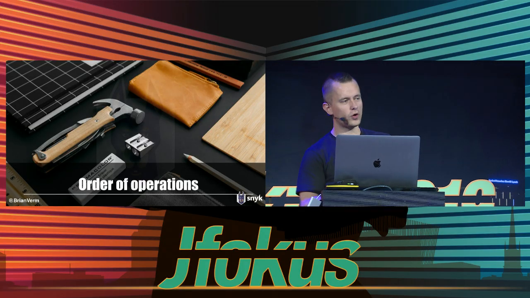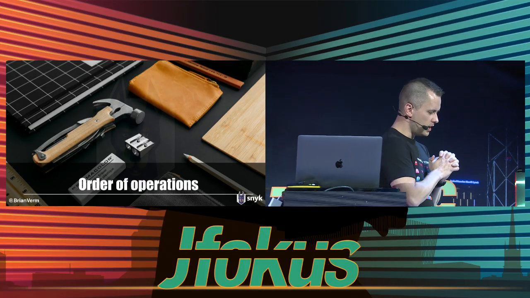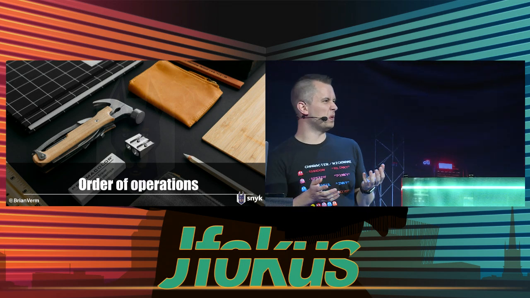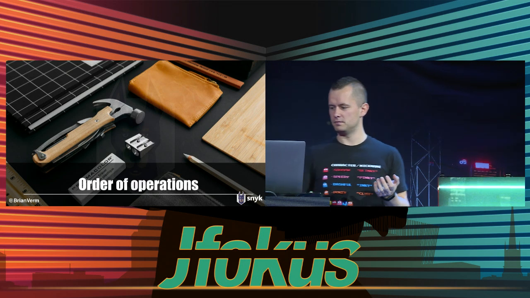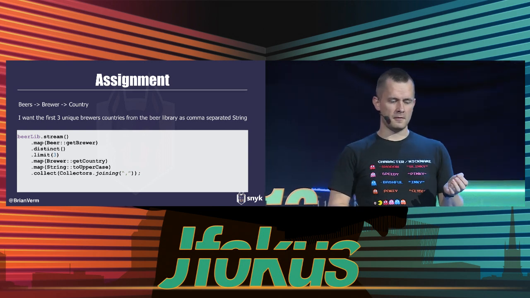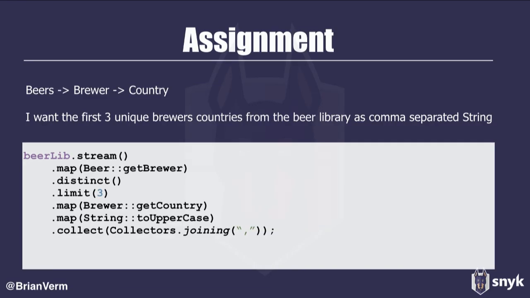Next one, order of operations. There is a misunderstanding that because streams are lazily evaluated, the order of operations doesn't always matter. So I've got a question for you. Every beer has a brewer. Every brewer is from a country. So now I want the first three unique brewers' countries from my beer library as a comma-separated string. The question I ask you, is this code correct?